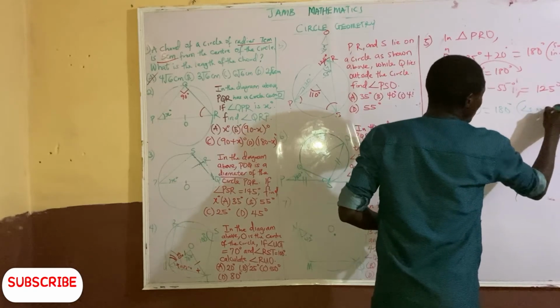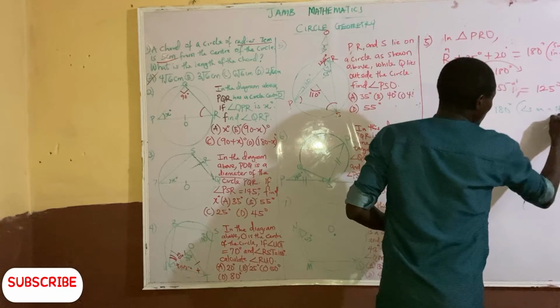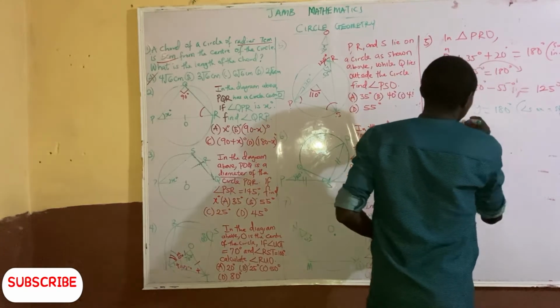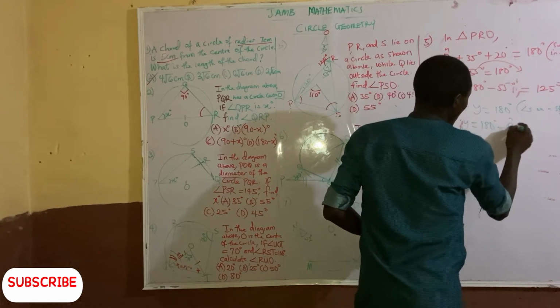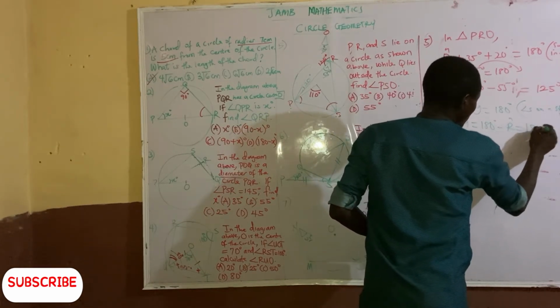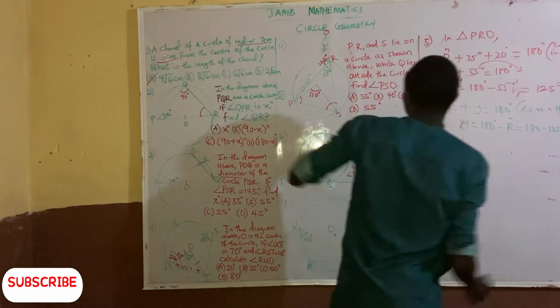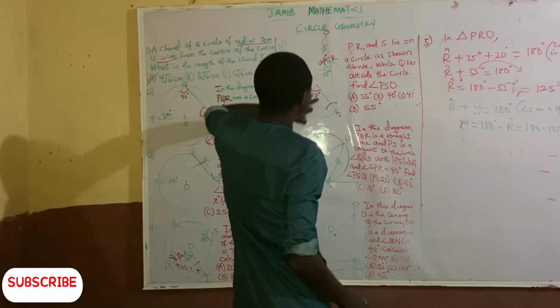Angles on a straight line. So that's why I get Y equals 180 degrees minus R. And we know that R is 125. 180 minus 125 is 55 degrees. So that's how I get 55 degrees. Now, 55 degrees times 2.